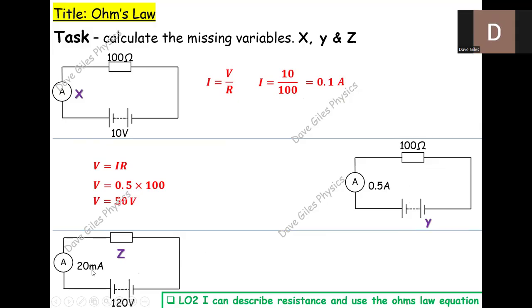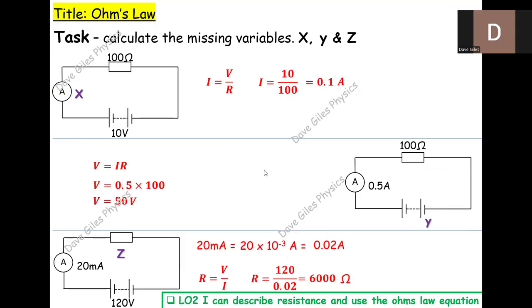And this one here, tiny bit harder. We've got 20 mA, with the little m meaning milli, or times 10 to the minus 3. So I'll convert that to amps. So it's 20 times 10 to the minus 3 amps, or 0.02 amps. R is V over I, 120 over 0.02, which is 6,000 ohms. Okay, so that's a very straightforward example of Ohm's law.